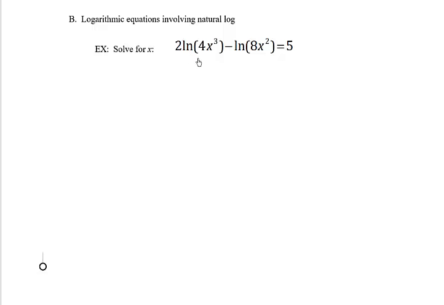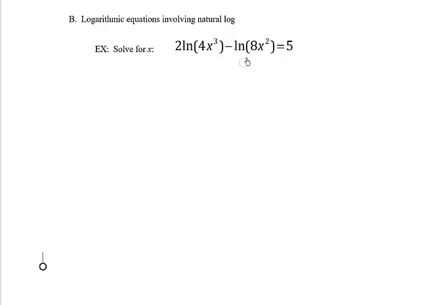In particular, this equation, and the kind that you will see on the homework, has a couple of ln's right in it, a couple of natural logs. All right, the first step in solving a logarithmic equation has been to put the equation into log form. Log form means one log, one base, one result, and one power.